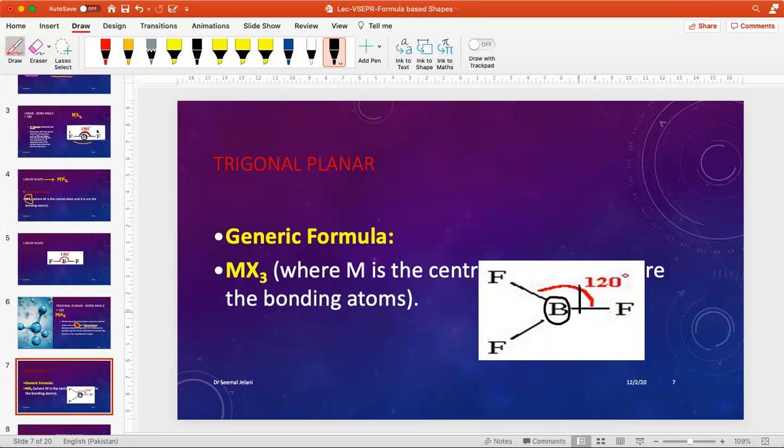So the formula is MX3, where M is the center and X3 are the bonding atoms.